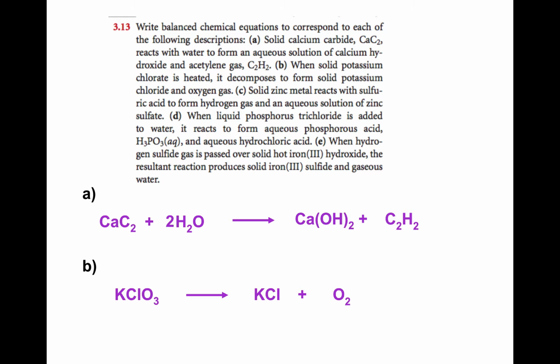B: Solid potassium chlorate is heated and decomposes to form solid potassium chloride and oxygen gas. So again, getting the formulas correct: potassium ion matched up with the chloride ion, and the oxygen molecule. And then you go back and use coefficients to get the same number of atoms going in as coming out.